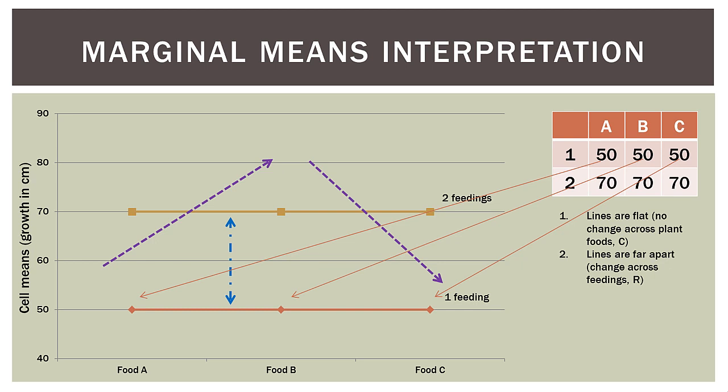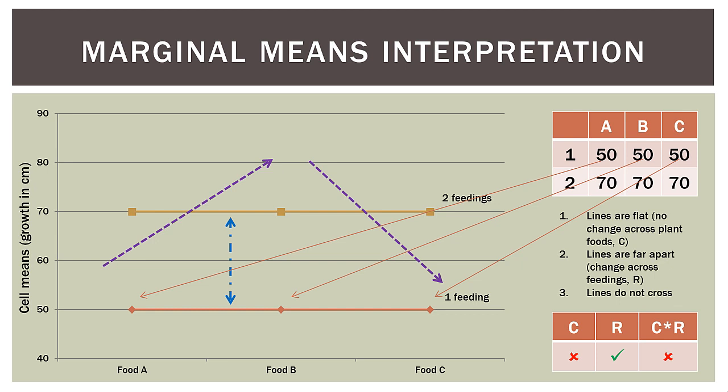So what do we conclude based on a graph that looks something like this? Well, the lines do not cross, we know that. So we would say that our columns are probably not significant. We wouldn't know until we did the actual analysis, but it appears our columns, or our plant foods, are not significant because the growth does not change at all across the plant foods.